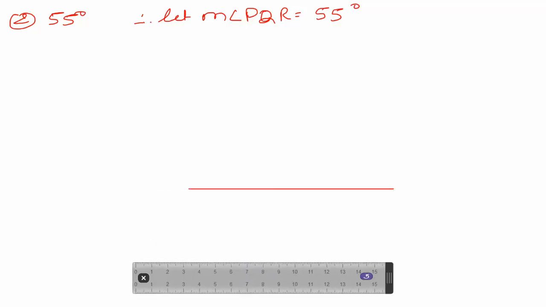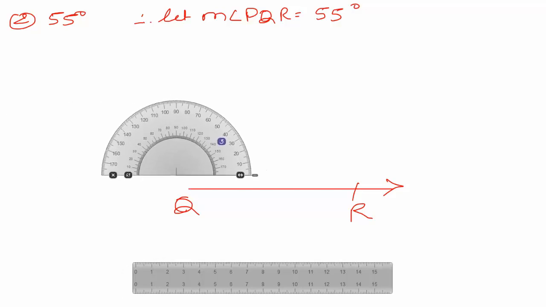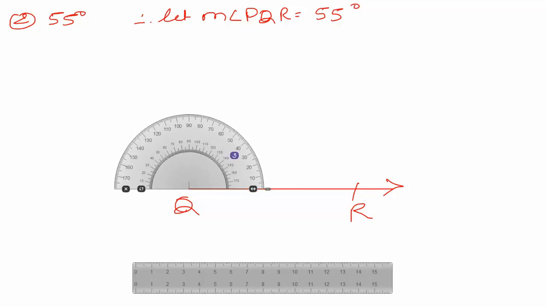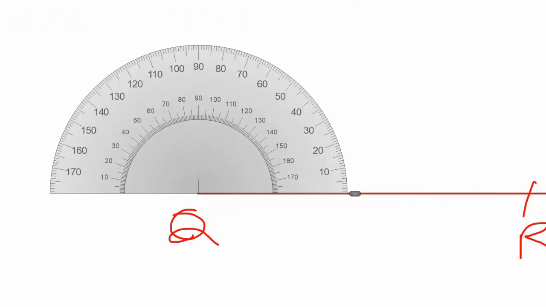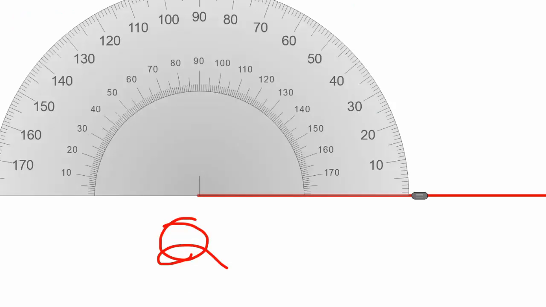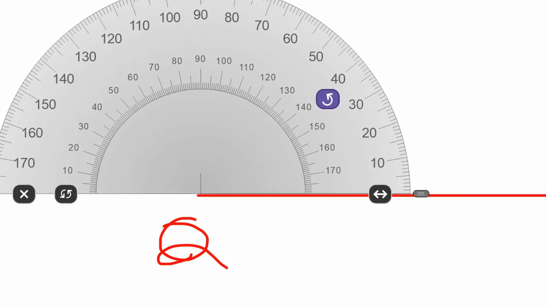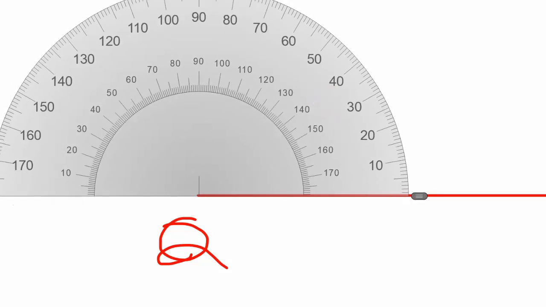This one is segment QR. Q is the vertex of angle PQR. R is any point. Use the protractor. Put the protractor on point Q in such a way that the center of the protractor falls on point Q and the baseline falls on ray QR. We have to draw the angle of measure 55 degrees.